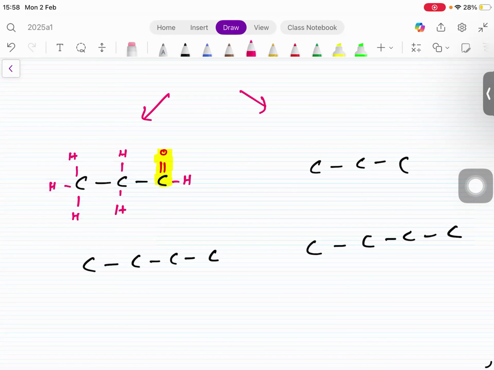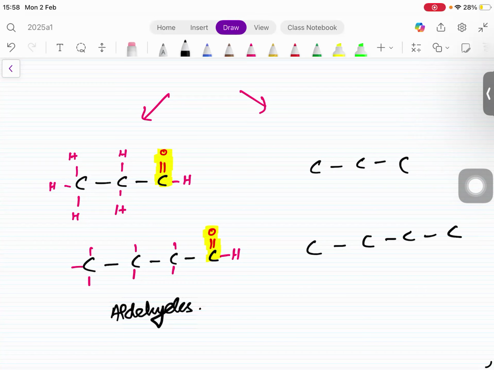Similarly, in this case, it is attached with terminal carbon. So when C double bond O is attached with the terminal carbon of the chain, this group of compounds is known as aldehydes. Okay, they are known as aldehydes.